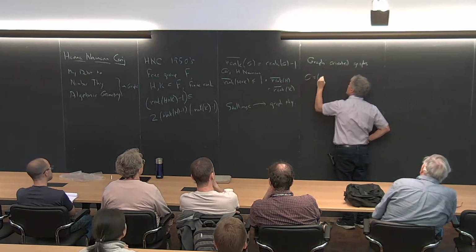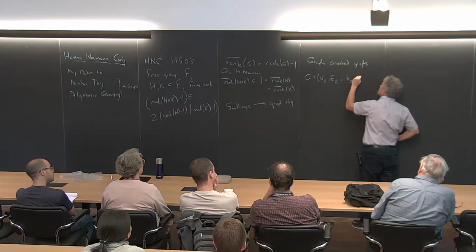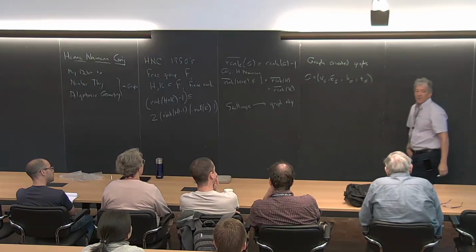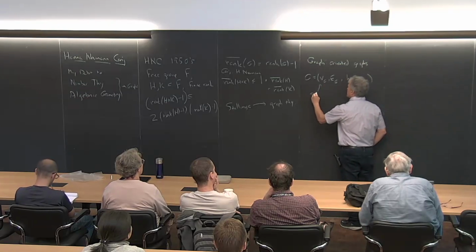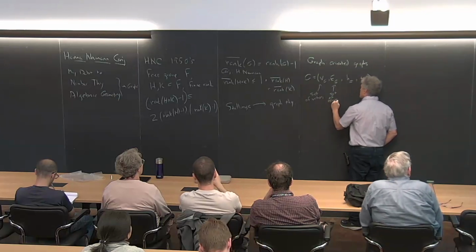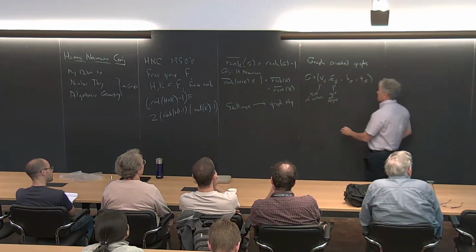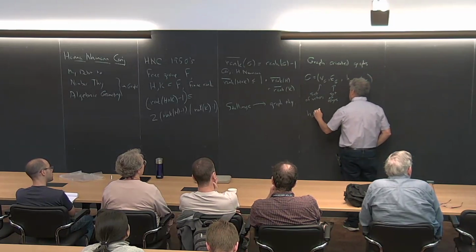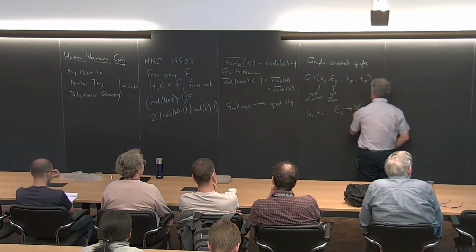So a graph has a set of vertices, a set of edges, and it has a heads map and a tails map. So it's a collection of four things. This is a set, it's called the set of vertices. This is the set of edges. And H and T are maps from the edge set to the vertex set. So H and T are maps from the edge set to the vertex set.